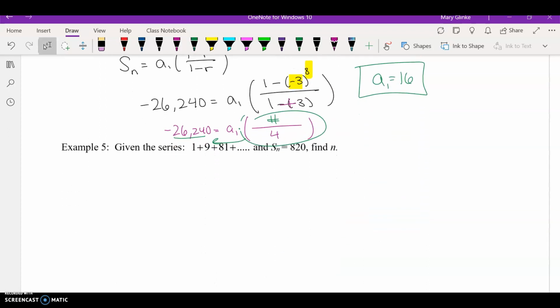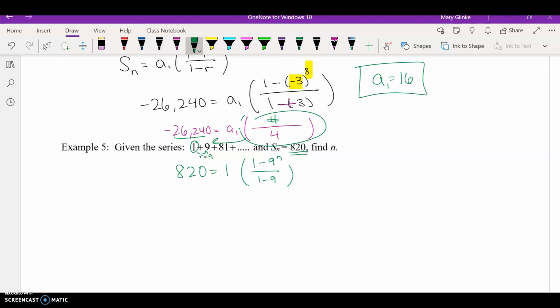For the next one, we are given the series, and we are told our sum is 820, so we can plug in 820. We can see that a sub 1 is 1, and we can figure out that our common ratio here is 9. Our issue with this one is that we don't know n. So we are going to have to solve for that. It's an exponential function, so we're going to have to solve for it with logarithms.